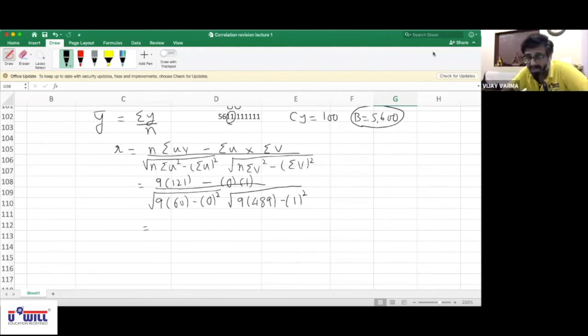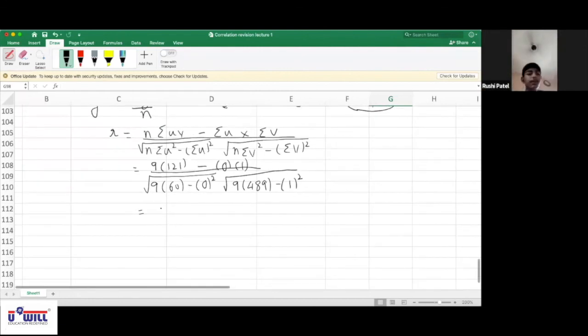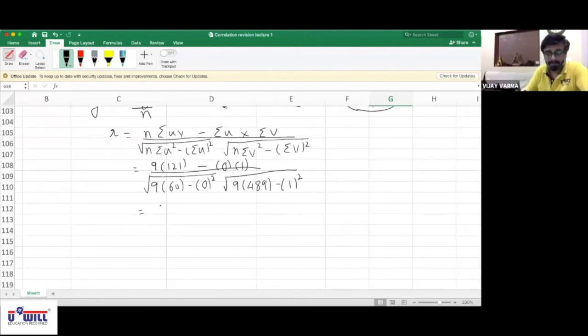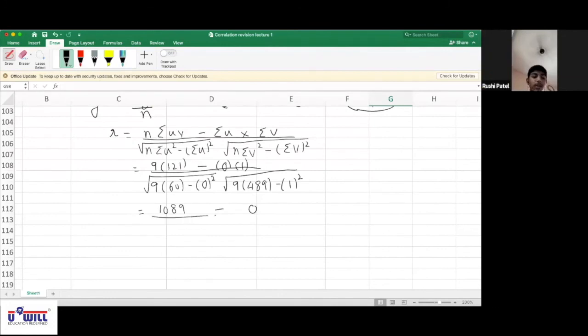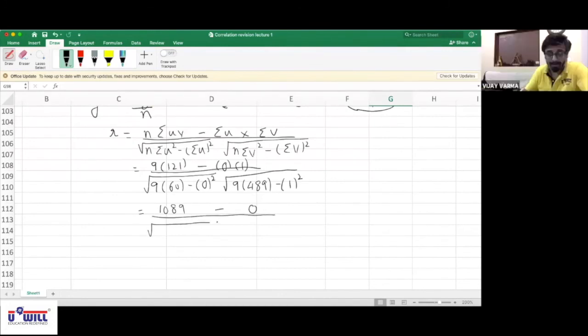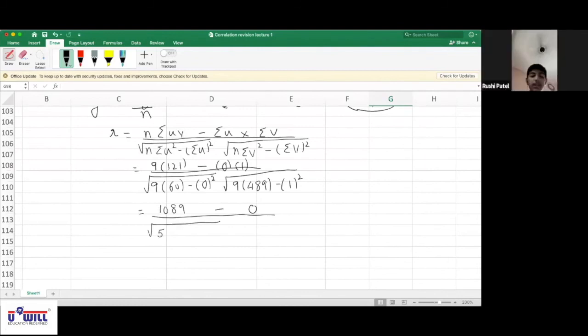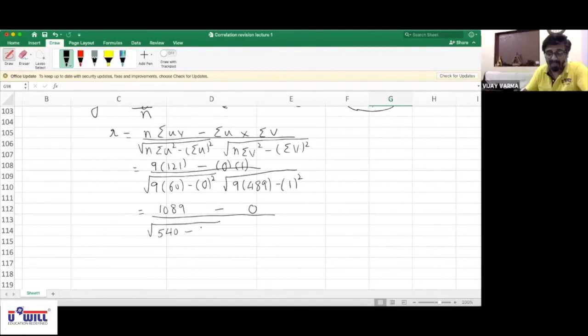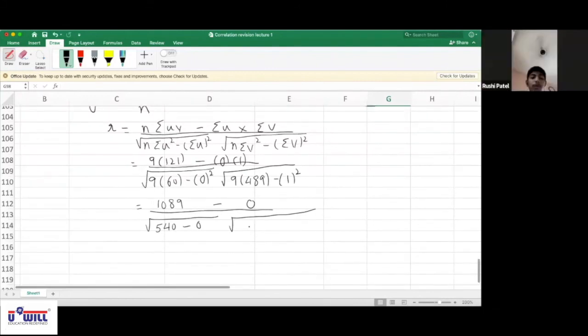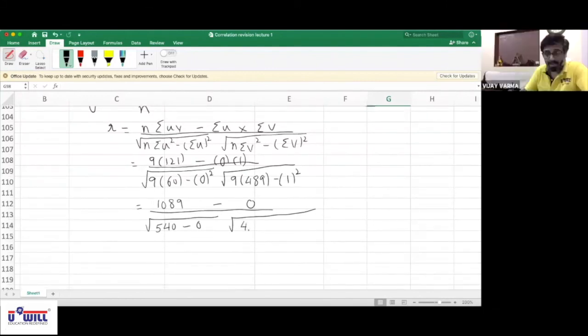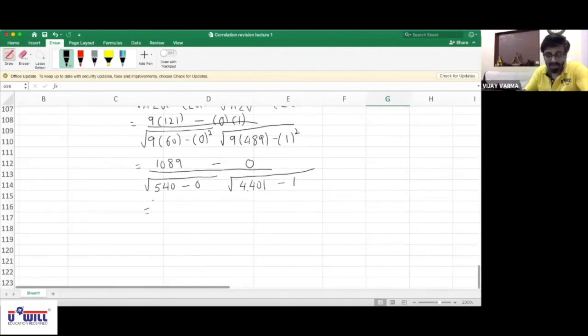Rushi Patel, unmute yourself. Yes, sir. Tell me, 9 into 121. 1089. 1089 minus 0 into 1, that is 0, upon square root of 9 into 60, 540, minus 0 square, which is 0. Then into square root of 9 into 489, 4401, minus 1 square, which is again 1. Very good. Mute yourself.